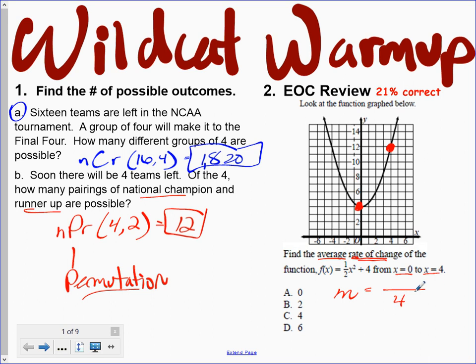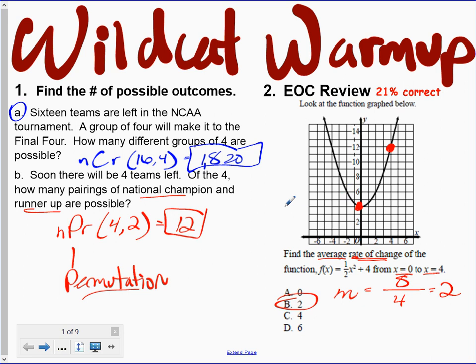Well, the run is 4. What's the rise? Yeah, it goes up 8. So the rate of change is positive 2. That's not something that we explicitly do. That's kind of a figure it out, use your Algebra 1 knowledge. Questions on either part of the warm-up?